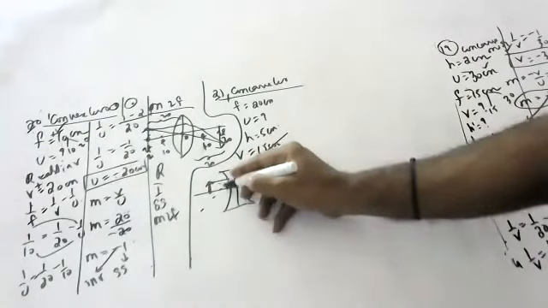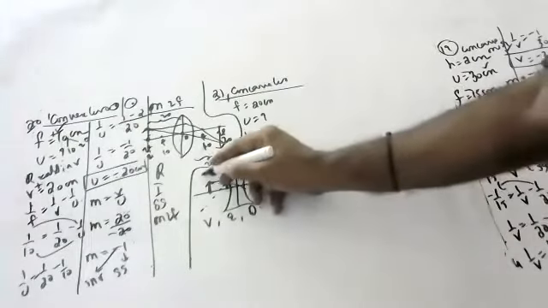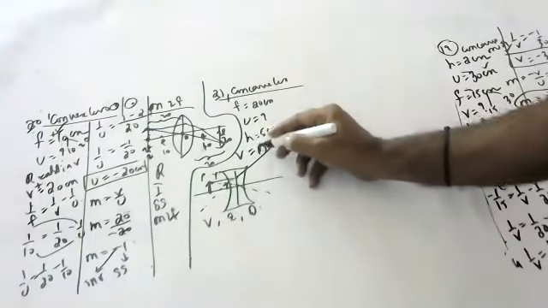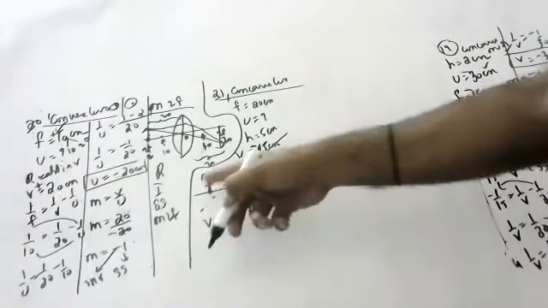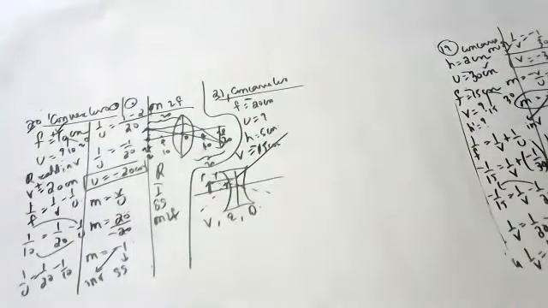So children, what are the characters? Virtual, erect, diminished. Object is here, image also here. So should we take the image distance plus or minus, children? Minus, because object and image are on the same side. And since it is a concave lens, the focal length is also minus.